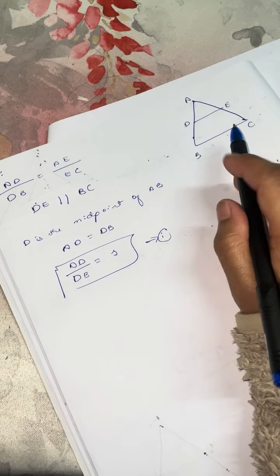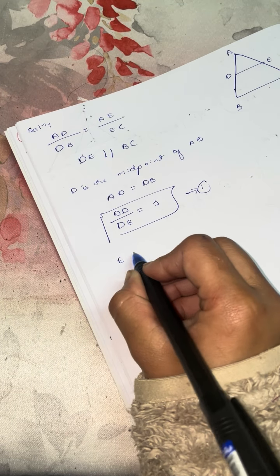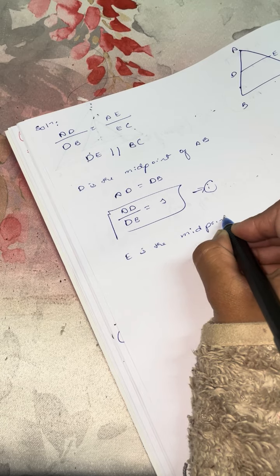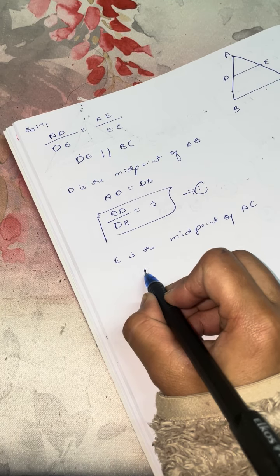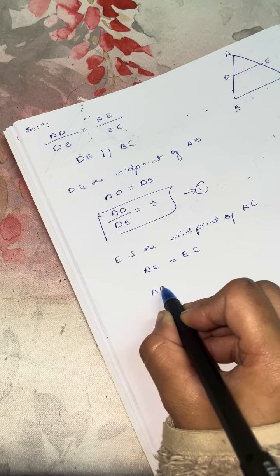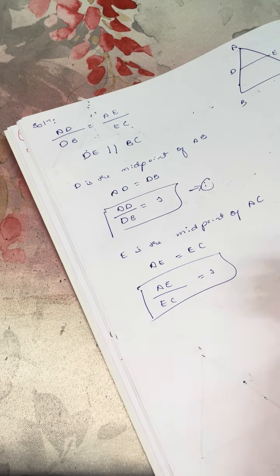The same thing: E is the midpoint of AC. Here we can see that AE equals EC, so AE divided by EC is equal to 1. Okay, the same thing only.